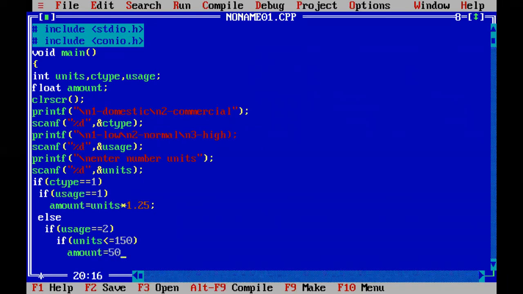first 50 units, 50 into 1.25 plus (units minus 50) into 2.25. For example, if I use 80 units, the first 50 units at 1.25, the remaining is 80 minus 50, 30 units at 2.25.